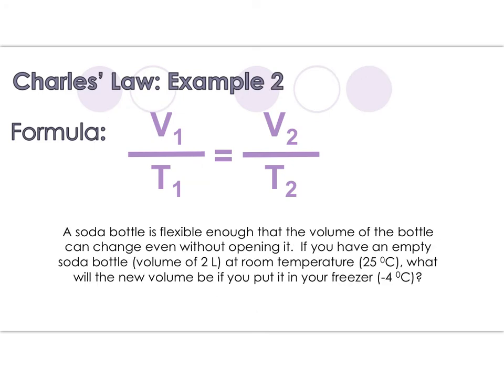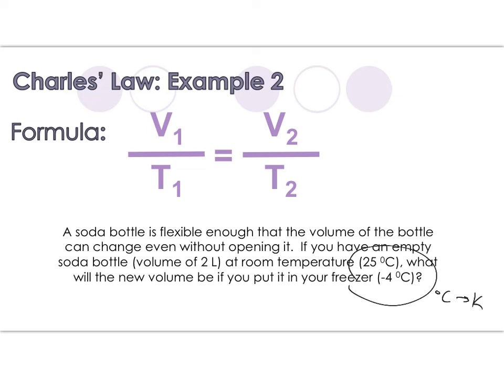The next Charles's law example: a soda bottle is flexible enough that the volume of the bottle can change without actually opening it. If you have an empty soda bottle which has a volume of 2 liters at room temperature, 25 degrees Celsius, what will the new volume be if you put it in your freezer at -4 degrees Celsius? Remember, you always want to change your degrees Celsius into Kelvin before plugging into Charles's law.